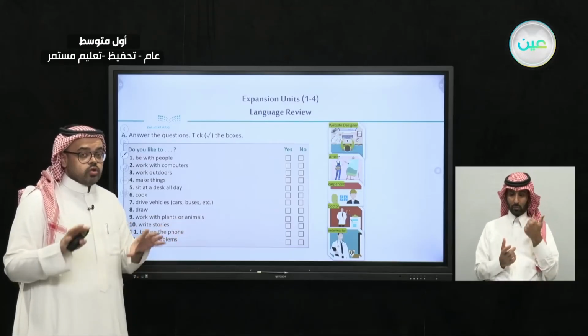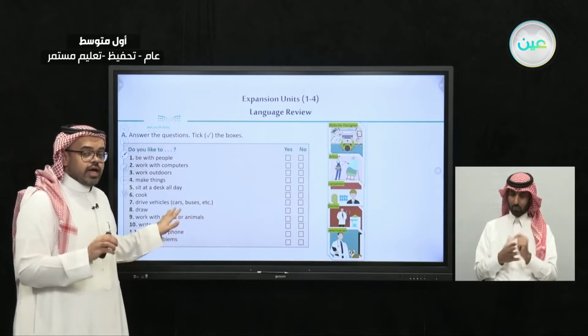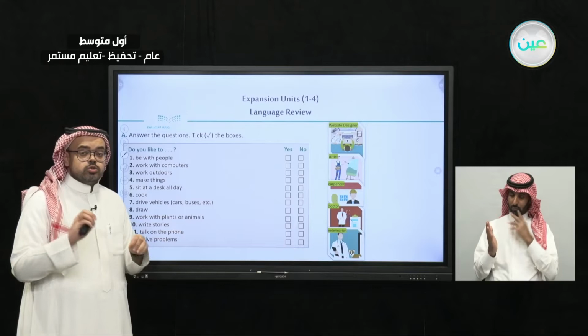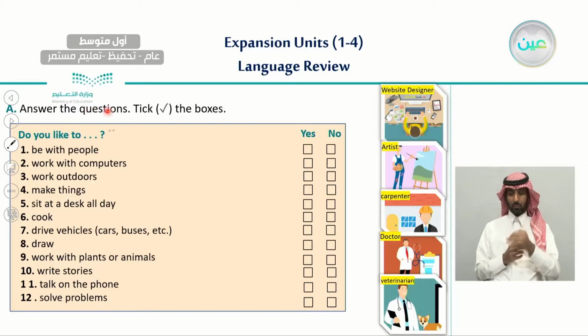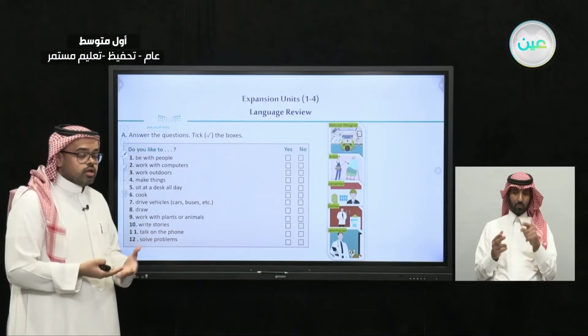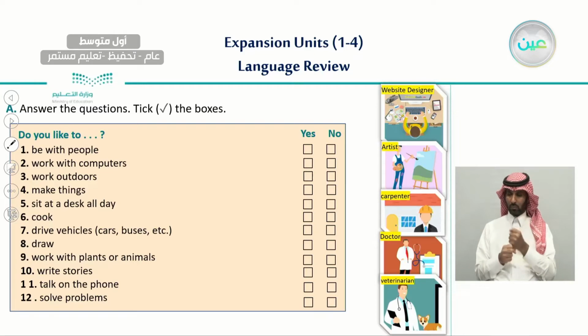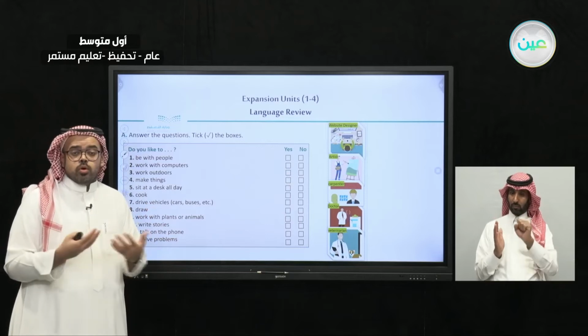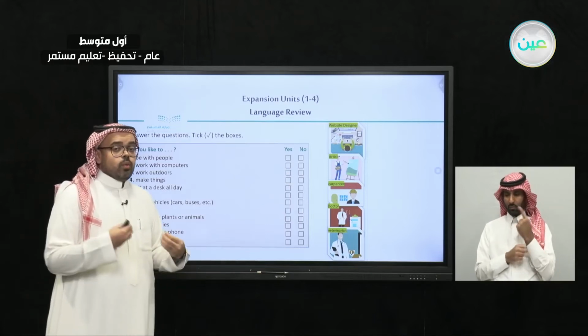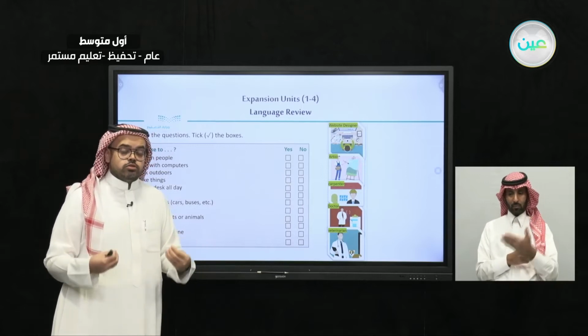It's important to have a look at them because here we have a survey that I would like you to use to answer. What is this survey about? So answer the question and use a tick or a check mark to answer. So just ask about yourself. Do you like to do any of these activities? If you do, then put here a tick or a check mark. If you don't, then put no. Why? Because this is a survey about you to learn more about yourself and also to know what is the kind of job that you would like to do in the future.